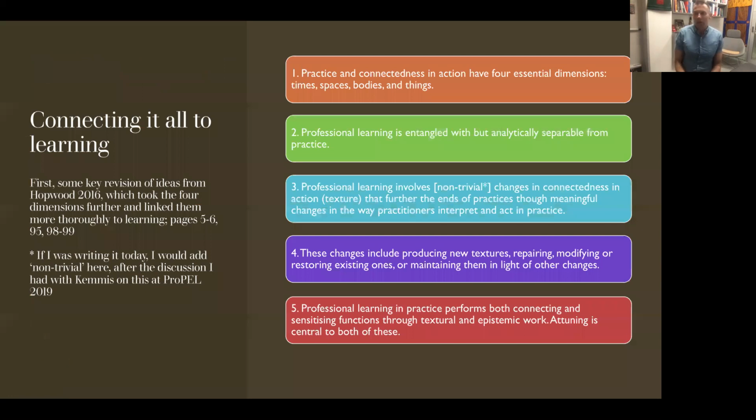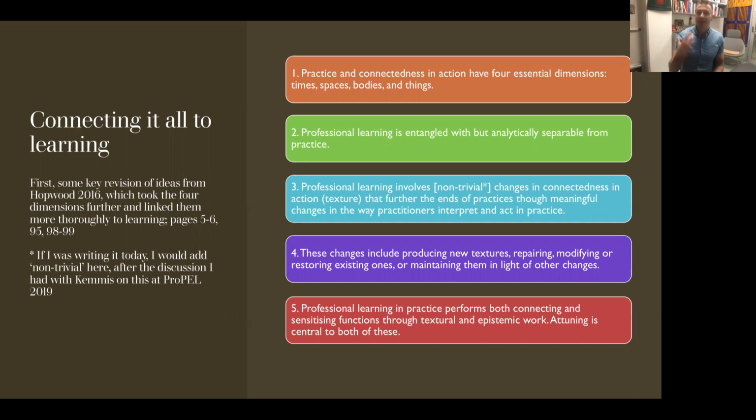And you might be asking, well, how do I use this to understand learning? Good question, and it's one I spent a lot of time worrying about and being troubled with. So I just want to first revise some key ideas from a book I wrote in 2016, which took those four dimensions a bit further and linked them more thoroughly to learning, compared to the article I wrote in 2014, the four essential dimensions of workplace learning. If you're in that book, particularly pages 5 and 6, and then later on 95, 98, 99 are good places to look. I put a little note there because if I was writing the book again today, there's a couple of small changes I would make.